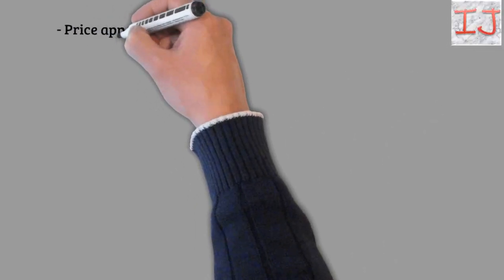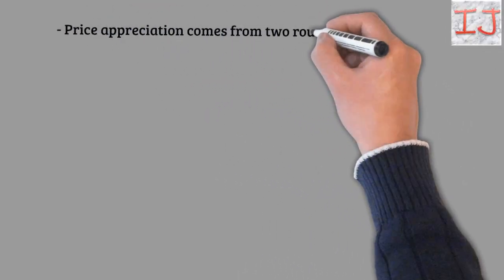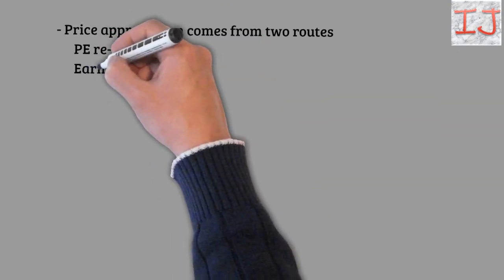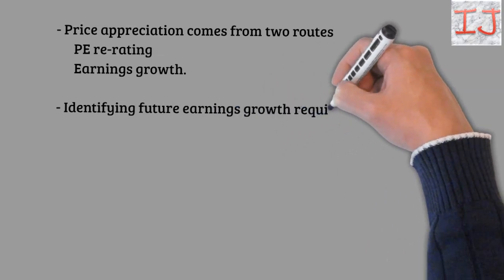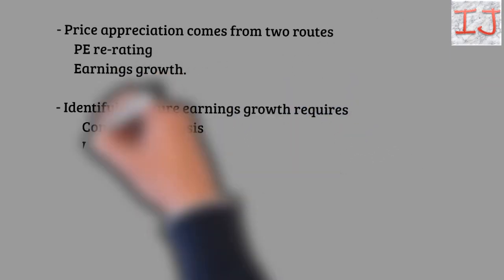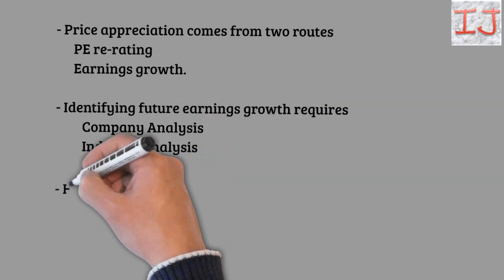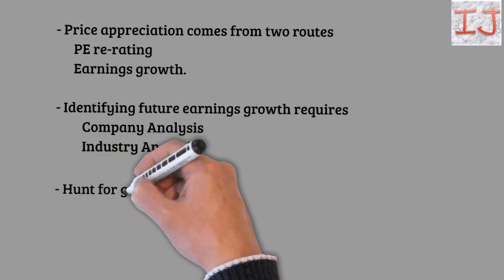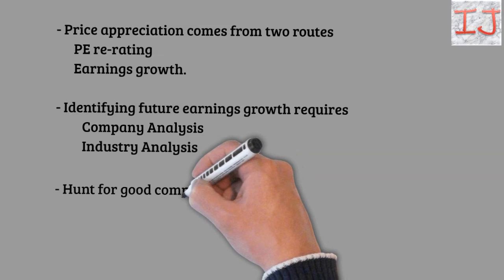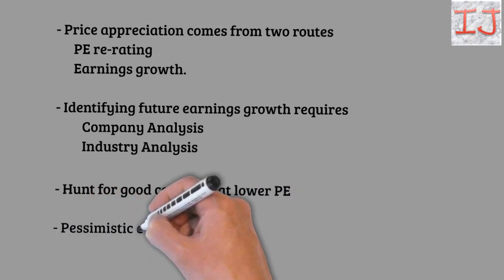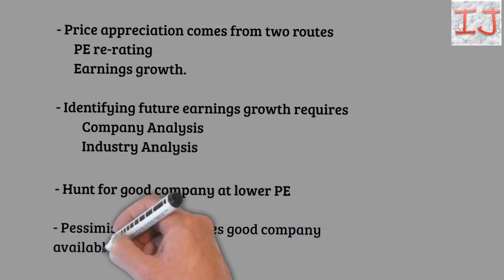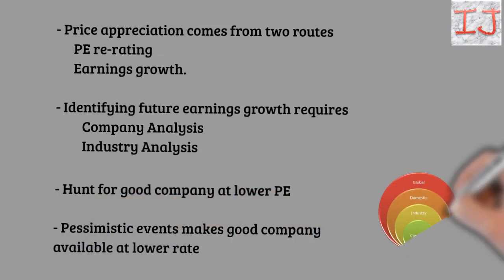Here, to summarize, price appreciation comes from two routes, PE re-rating and earning growth. To know whether there is future earning growth potential in a company or not, one has to analyze the company and industry. One should try to find a good company at lower PE to get the price appreciation from both routes of PE re-rating and earning growth. Pessimistic events at any level, be it global, country, industry or business level, make good companies available at a lower rate. Hope this video helped.